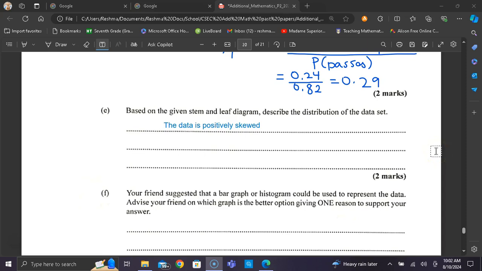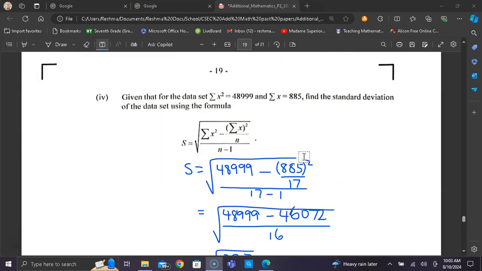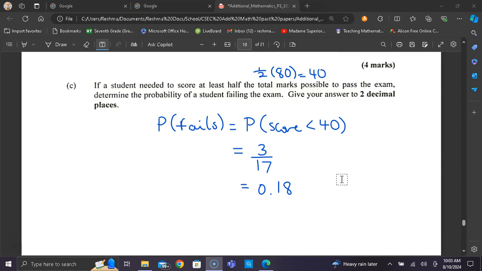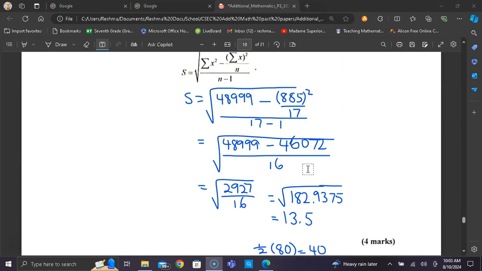So let's state something else about the distribution in order to get our 2 marks. Not only is the data positively skewed, let's talk about the standard deviation, because it did tell us to find the standard deviation in part 4 of part A, and we got a value of 13.5. 13.5 is kind of high, it's more than 10, I would say. So that means a large standard deviation suggests that the data is a little more spread out, because if the lowest value is 30 and the highest value is 79, that is a range of 49 marks, which is a big range, and therefore that's where we get a large standard deviation.